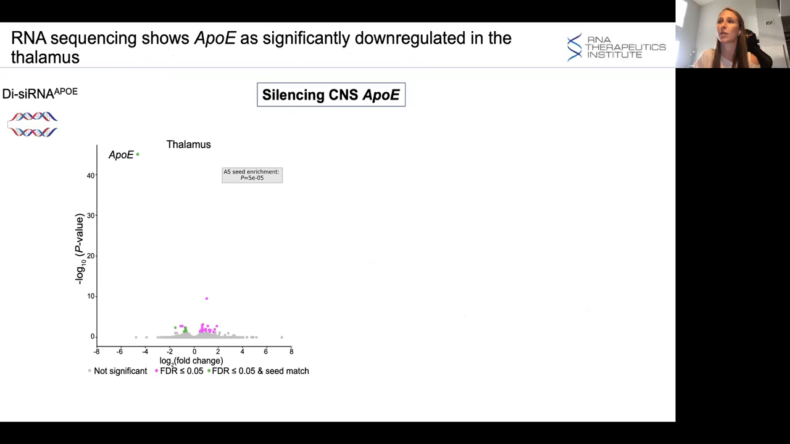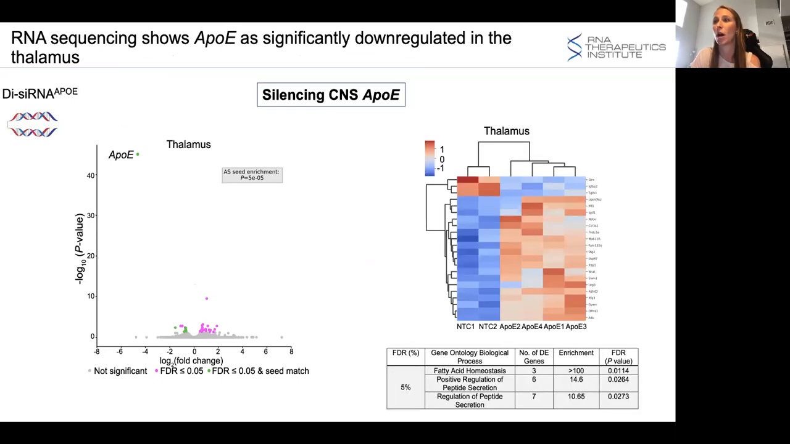To further understand how silencing APOE may improve phenotypes, we performed RNA sequencing on a subset of brain samples. First, we can see in the volcano plot that of all the differentially expressed genes, of which there aren't many between treated and control groups, APOE is the most significantly downregulated. We observed 22 other differentially expressed genes and 3 pathways with significant gene enrichment, including fatty acid homeostasis, positive regulation of peptide secretion, and regulation of peptide secretion, identifying areas for future study.